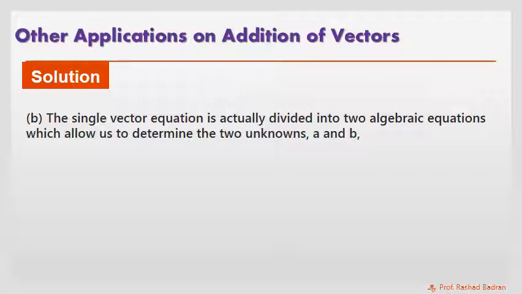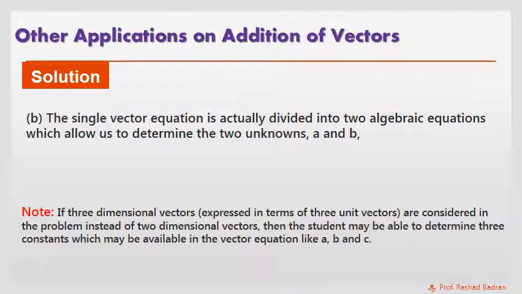The question: what if we have 3 unknowns instead of 2? In this case, we need vectors represented in 3 dimensions and expressed with the 3 unit vectors i hat, j hat, and k hat in order to get the 3 unknowns from 3 algebraic equations.